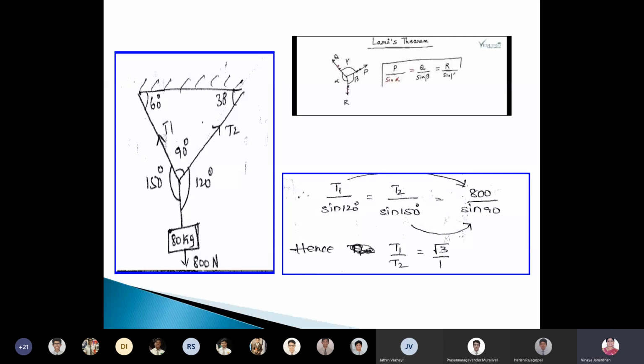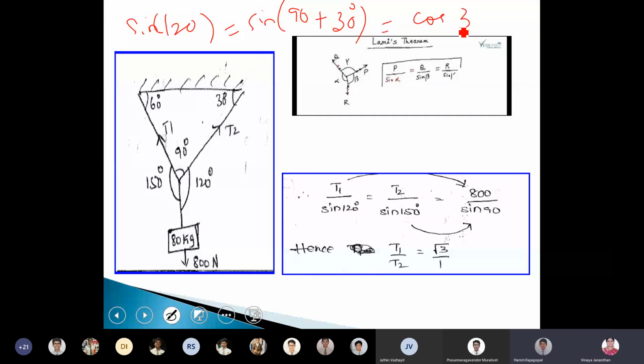So T1 divided by sine 120 must be equal to T2 divided by sine 150. Now, how will I find this, boys? Have you done trigonometric functions? Have you completed your trigonometry? Okay. Sine 120, I can write it as sine of 90 plus 30. Correct? So sine of 90 plus 30 is cos 30, which is root 3 by 2.